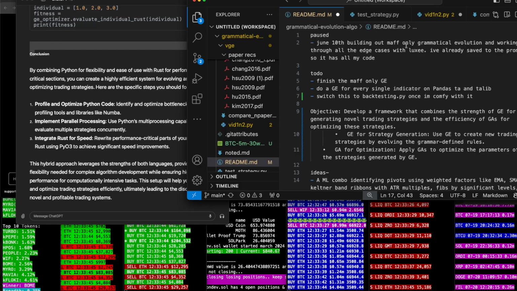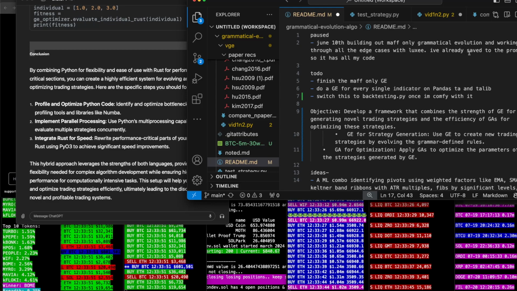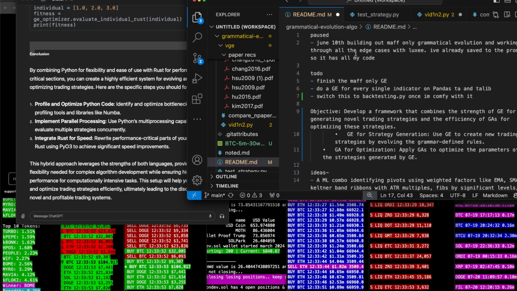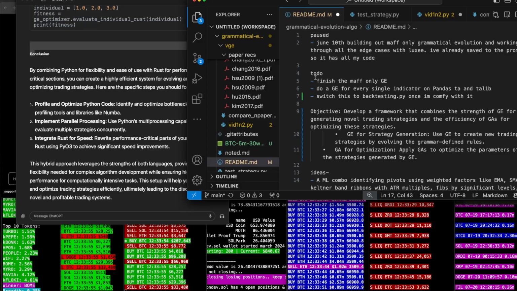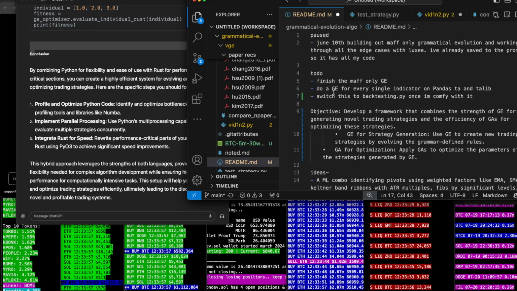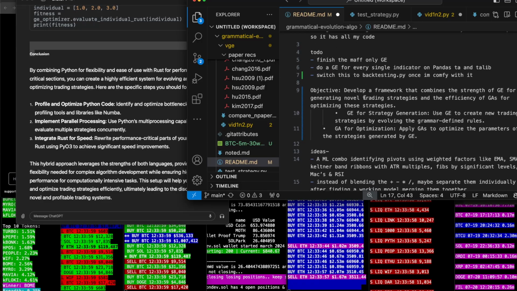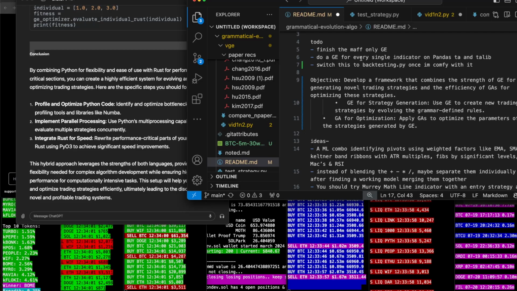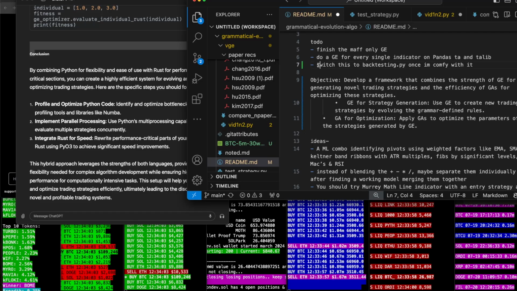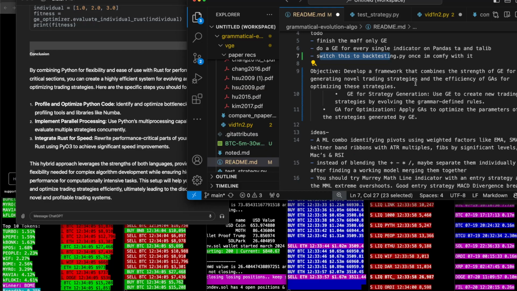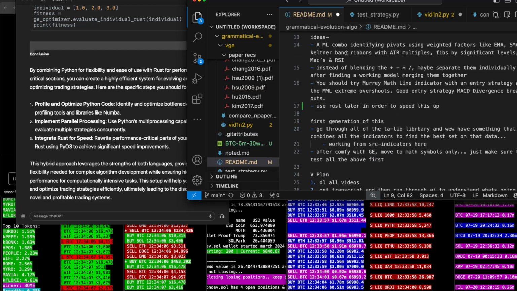June 10th, building out math only on Grammatical Evolution, working through all of the edge cases with Luxy. I've already saved to the prompt, so it has all of my code. Perfect. So to finish the math on GE, do a GE for every single indicator on Pandas TA and TA-Lib. Ooh, that's going to be so sick. Switch to backtesting.py once I'm comfy with it. So we just wrote that one down.